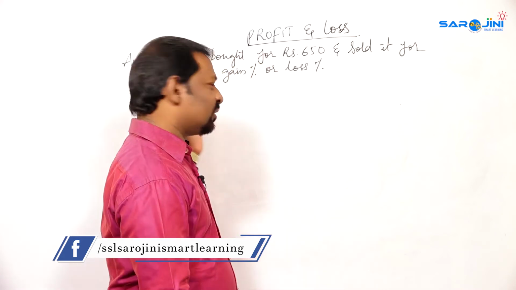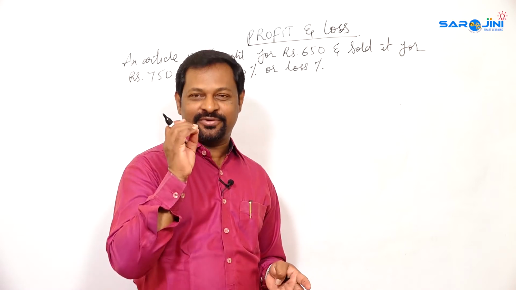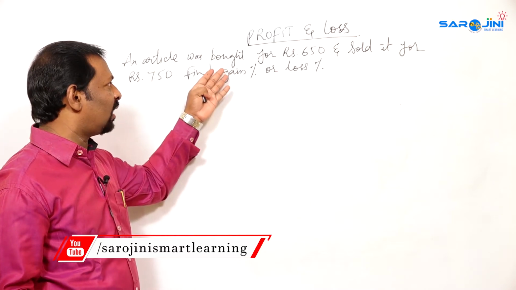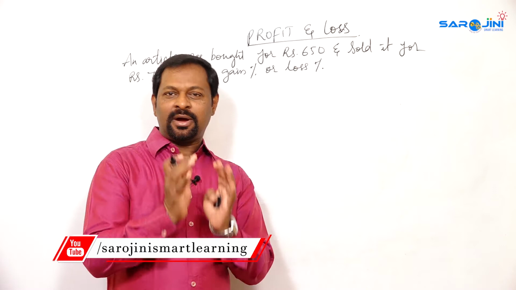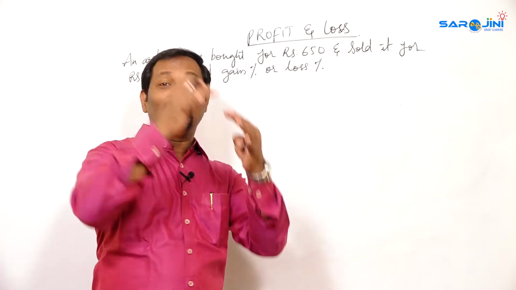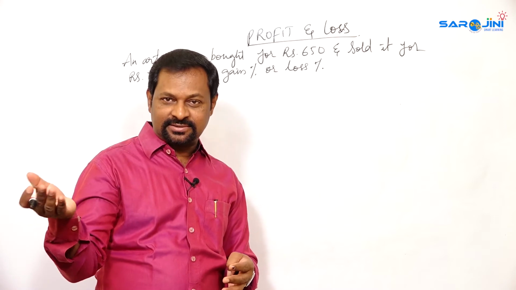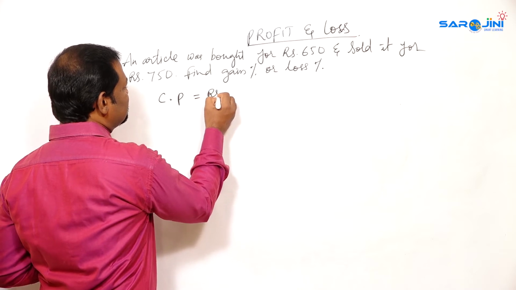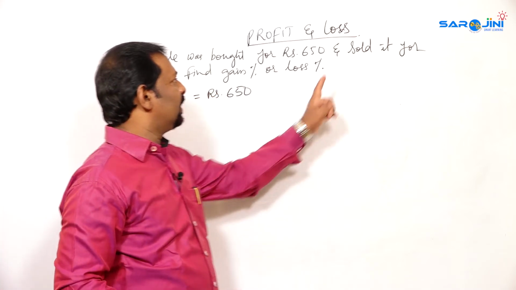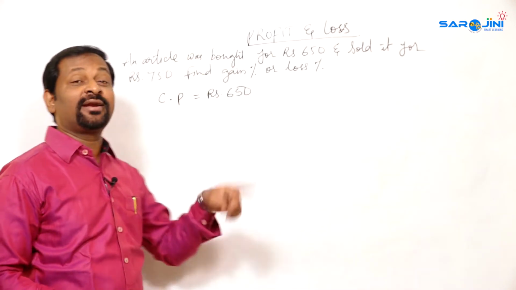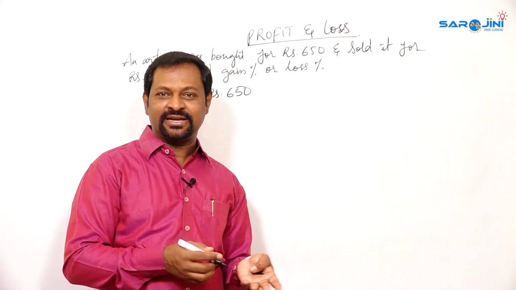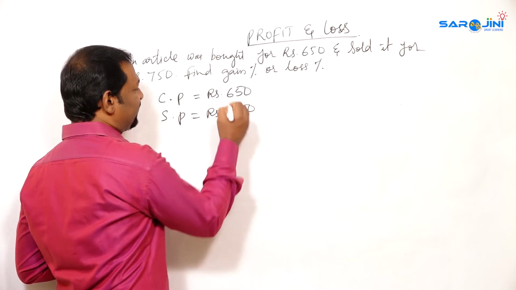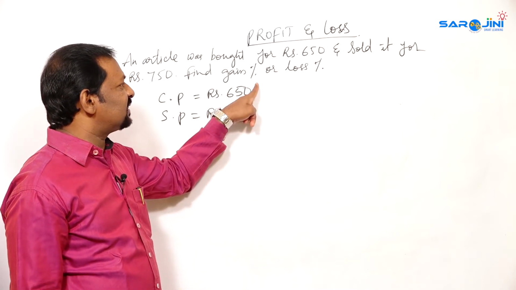Okay, here on the board I gave a question. Now you have to read it, understand it and try to do it. What is the question given? An article was bought for rupees 650. So some article, whatever it may be, we bought from outside. That means we purchased it, that is the cost price. So the cost price of the article is equal to rupees 650. And sold it for rupees 750. So we bought for 650, that is cost price, and again we sold the same article for 750. Find gain percent or loss percent.